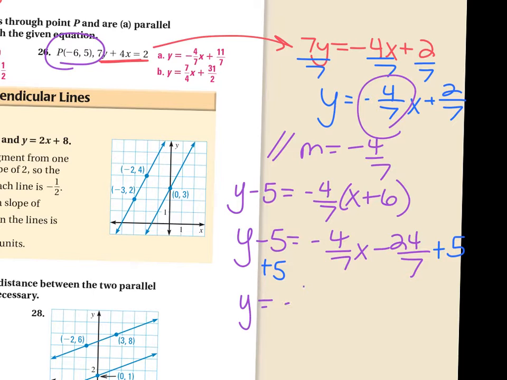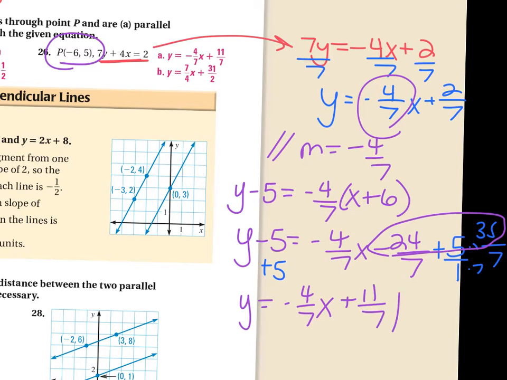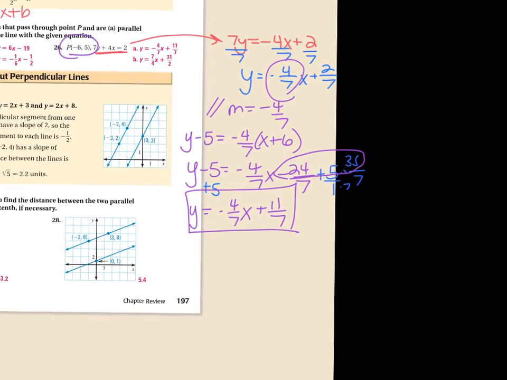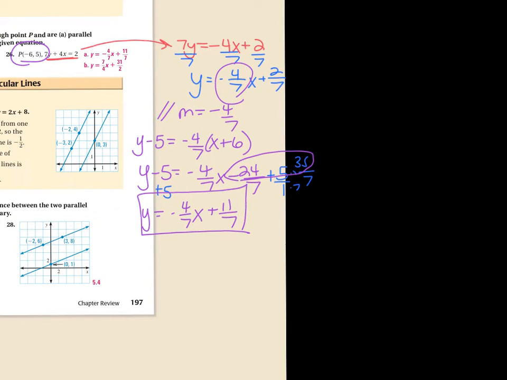So y would equal negative 4/7 x. 5 over 1 would have to get multiplied by 7. This would become 35 over 7. Negative 24 plus 35 would be a plus 11 over 7. So that would be if it's parallel, and then if it's perpendicular to this slope, then my reciprocal would be 7/4. Negative reciprocal would be 7/4.